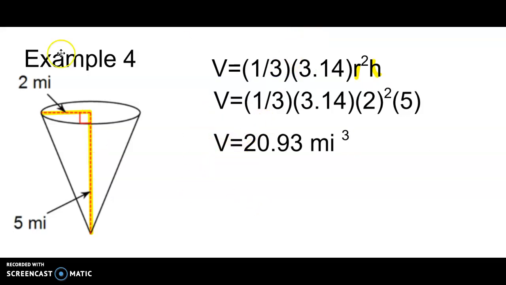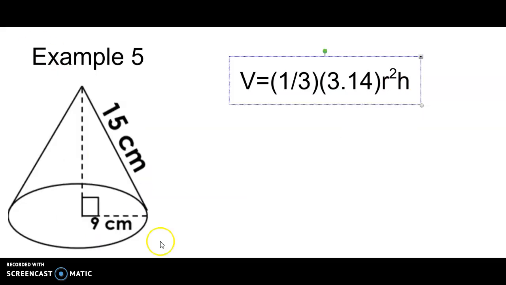This is pretty straightforward. These next couple of examples, I really would make sure you understand how to solve these, because these are typical test questions. So examples 5 and 6 are really important for you to understand how to do.